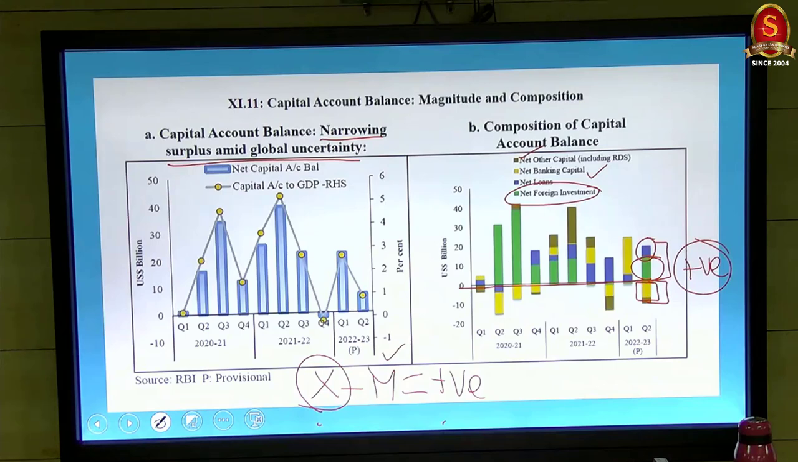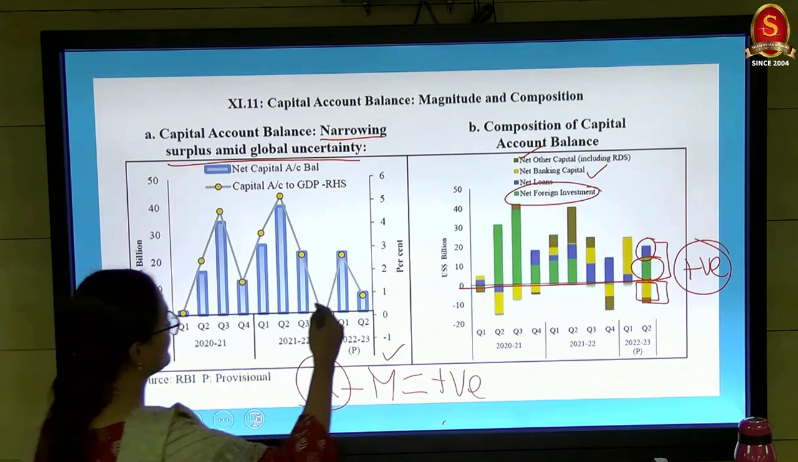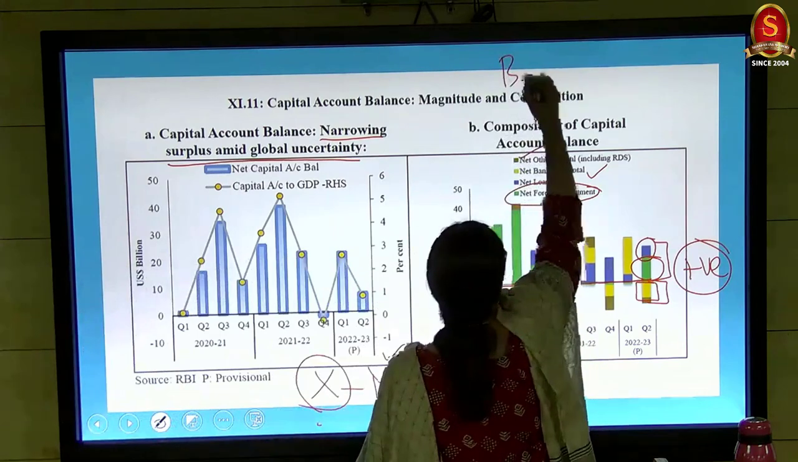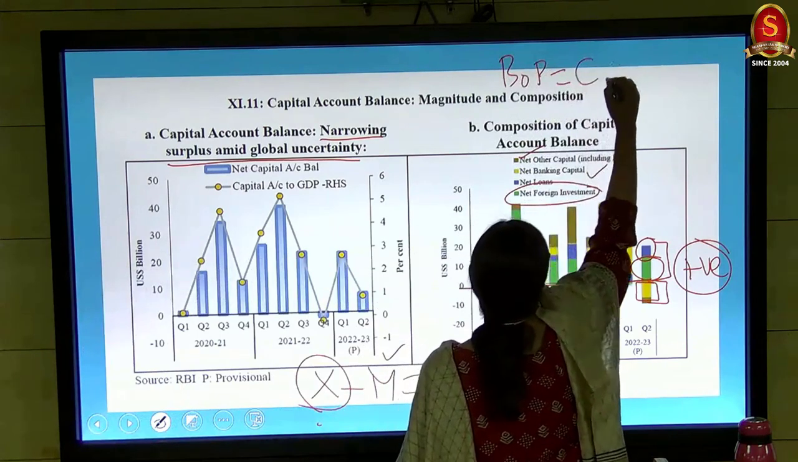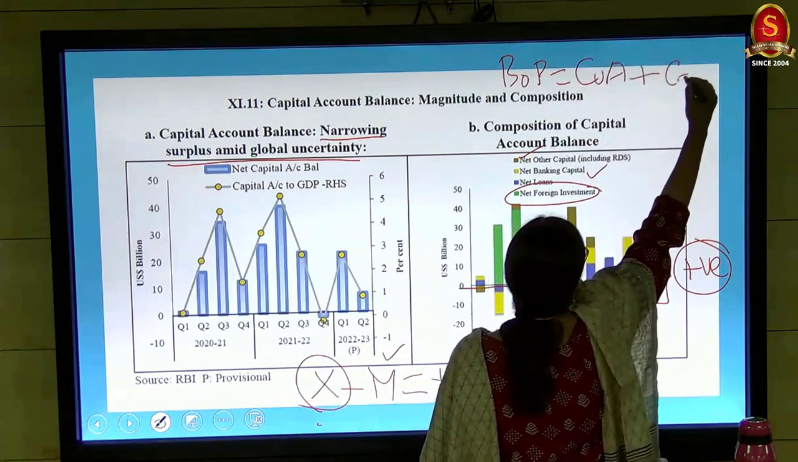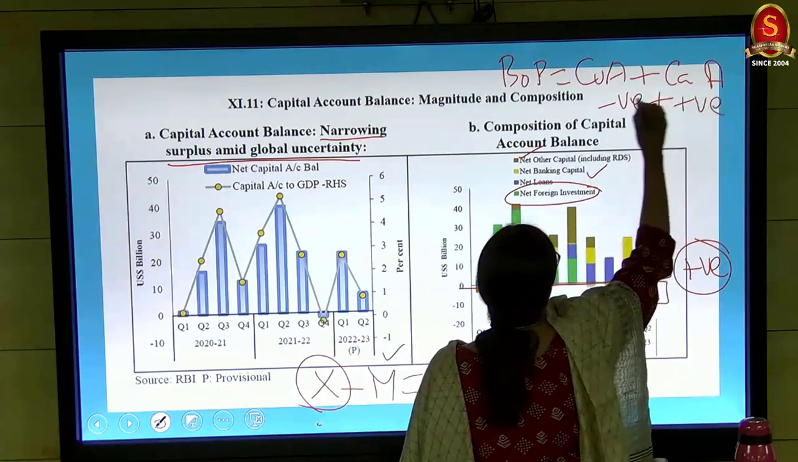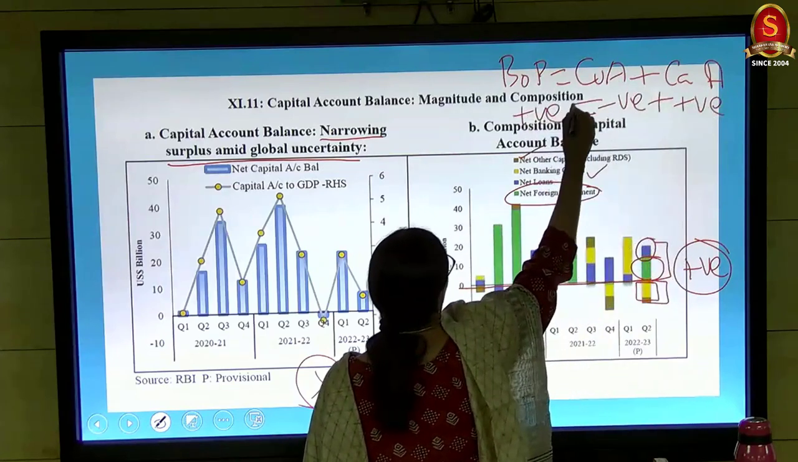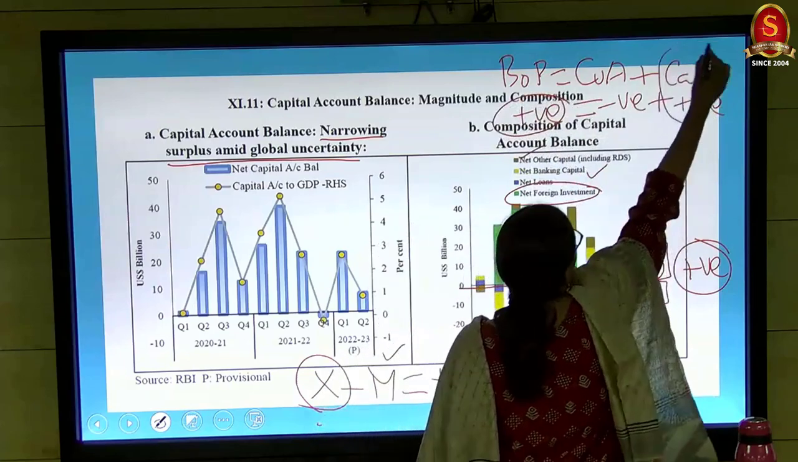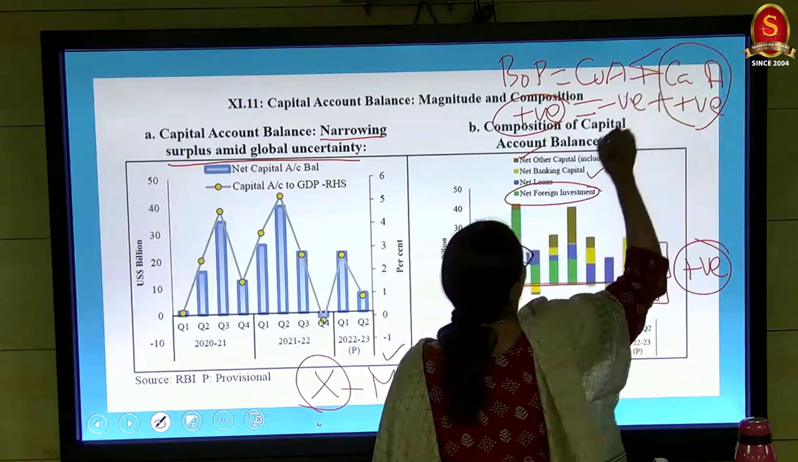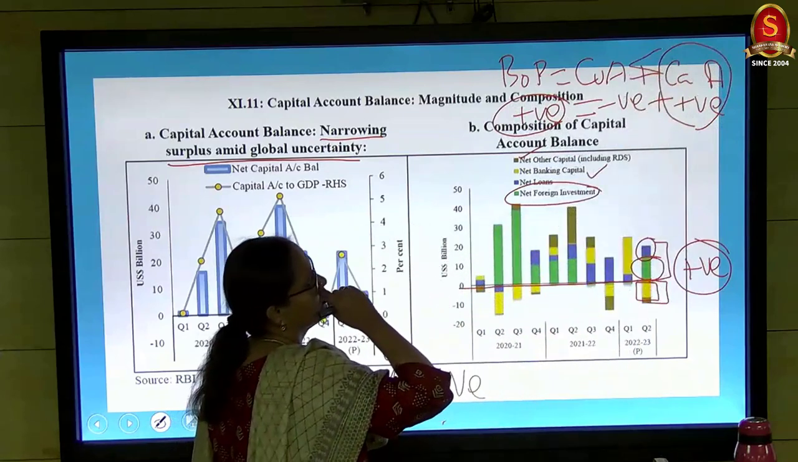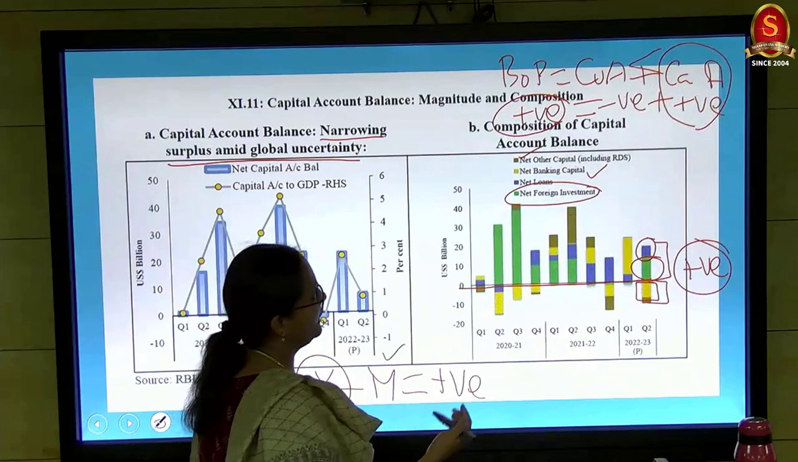BOP, no? In a similar way, we actually have a BOP surplus. What is the meaning of the BOP surplus? How do you arrive at BOP? Current account plus capital account. Current account is in? Capital account is in? Overall, we are having positive, which means what? We have a positive capital account, which is bigger than the negative current account. So we have some positive.